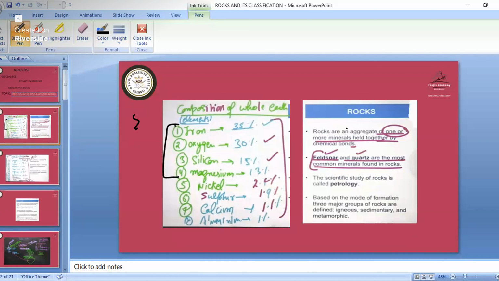So, okay, now we'll study about the rocks. What are rocks? See, what is happening? Now, a group of some elements is there. Suppose we take iron. So these are a group of elements: iron, oxygen, then silicon.